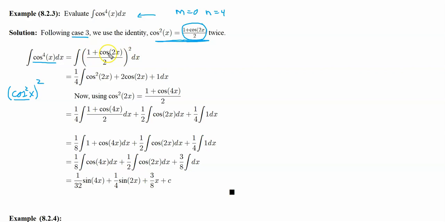Now you just have to FOIL this out. You can move that 1/2. There's a 1/2 here, squared. That's 1/4. Move it outside. And then the rest, 1 plus cosine 2x squared, you just have to FOIL that out. So there it is FOILed out. So we end up with this.